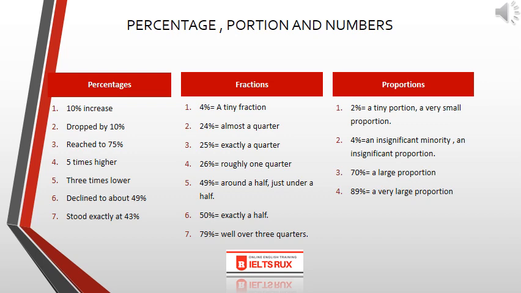Now, for expressing proportions, for 2% you can use a tiny portion, a very small proportion. For 4%, you can use an insignificant minority or insignificant proportion, either one of these two. For 70%, you can use a large proportion. And the last, for 89%, you can use a very large proportion. So these terminologies, if you use them in your answer, will be very, very helpful for you.